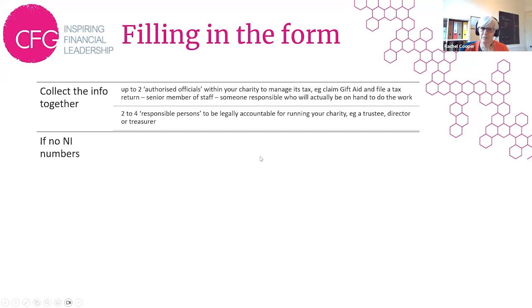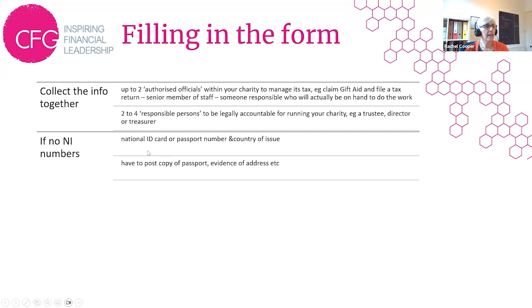They want national insurance numbers for them. It may be that you don't have national insurance numbers for these people if they're overseas. If you don't, then what HMRC would ask you for would be an ID card or a passport and the country of issue. You'll have to post a copy of that and evidence of their address and all of that kind of stuff. So if you can give a national insurance number for these officials, that's fine. But otherwise, you have to go through that kind of anti-money laundering type ID.